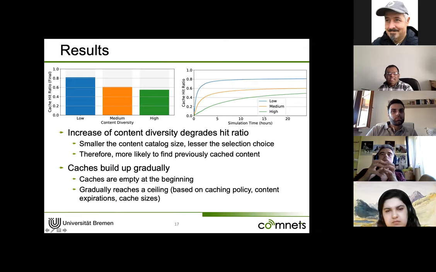So this is basically a simple evaluation of a CCN, right? Not very extensive, but just to give the idea of how the caching works and what implications it has.